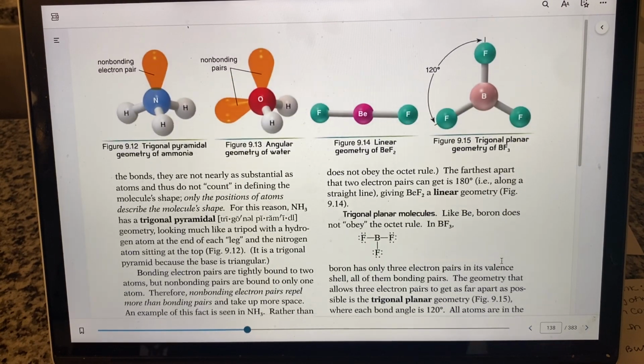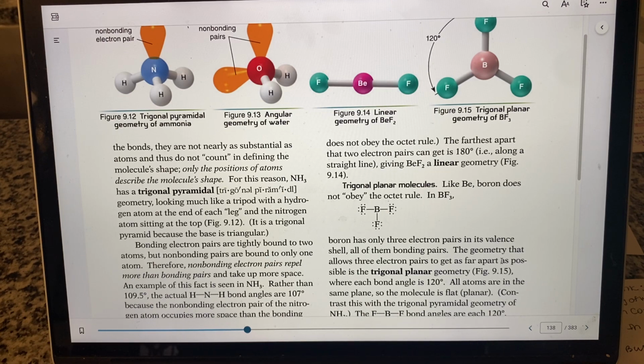Okay, so if it has just two atoms, you're going to have linear, or you're going to have angular. So for two, you'll have linear or angular.